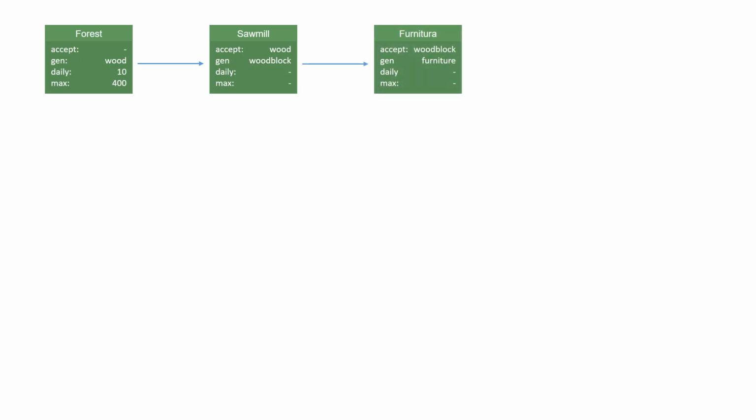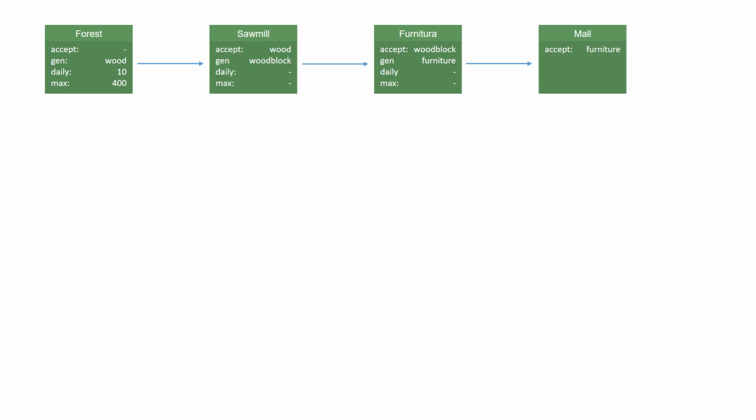Let's start with the forest, which generates wood, and we have a daily minimum and maximum capacity as well. We can deliver wood from the forest to the sawmill, which accepts wood and generates wood blocks. From the sawmill we can deliver these wood blocks to the furniture factory, which makes furniture out of these. And we can deliver these furniture to the mall.